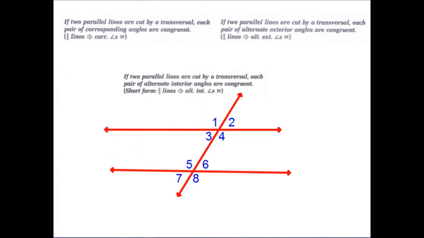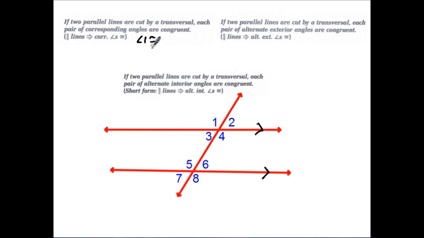Okay, so we're going to start off with 3 theorems that kind of go together. If two parallel lines are cut by a transversal, each pair of corresponding angles are congruent. So let's say that for this first theorem, we already know that we have parallel lines, and they're going to be noted by those little arrows formed on them. If we know that those lines are parallel, then we can say the corresponding angles.